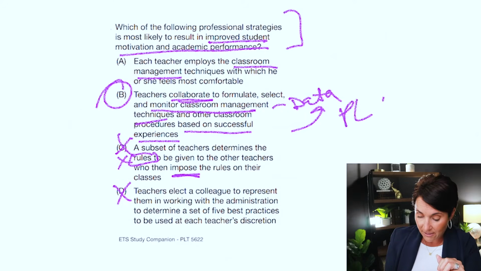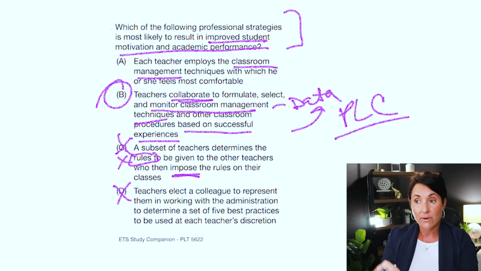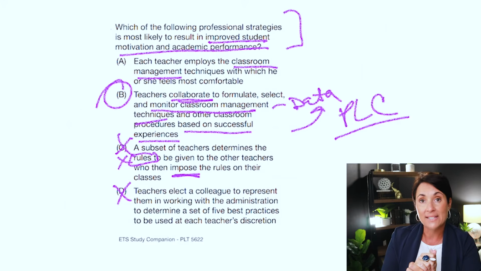And B's got all the good stuff. Teachers collaborate. That is a professional strategy. Teachers coming together to collaborate, to formulate and select and monitor, using that data, classroom management, and then come together and talk about their successful experiences. This is also a PLC. Now that I've read the question, I can see that this is actually a PLC, professional learning community. Everybody on the team is coming together, sharing and collaborating about classroom management strategies, and then they are sharing what makes them successful in their classroom. So that is an action research, data-driven PLC answer choice. I'm grabbing it and I'm moving on to the next question.